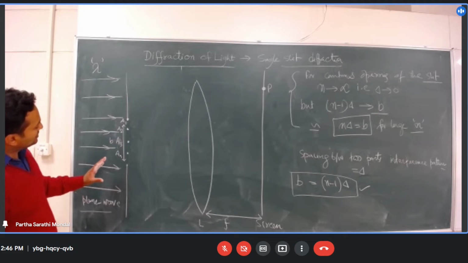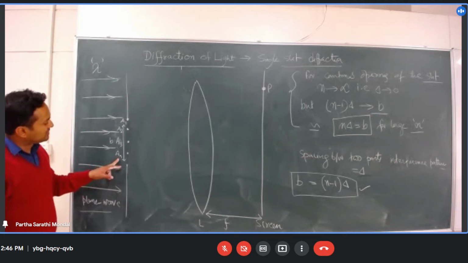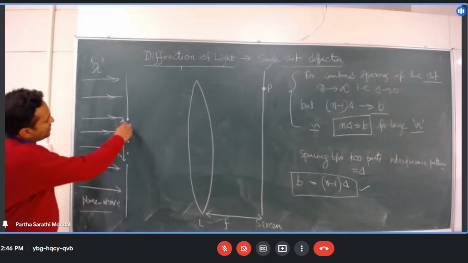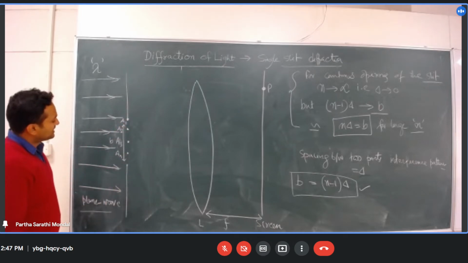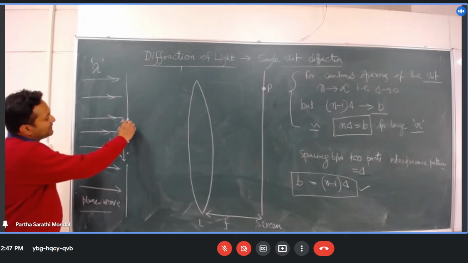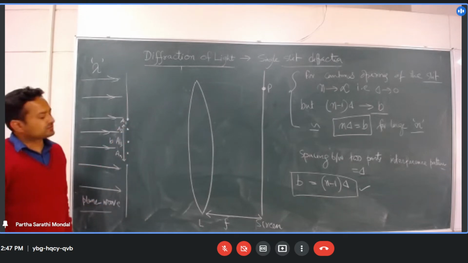Okay, then what will I do? Then I will put n tends to infinity. That means the number of points by which we have divided the slit will be infinite. If you do so, then the gap between them will close to 0.